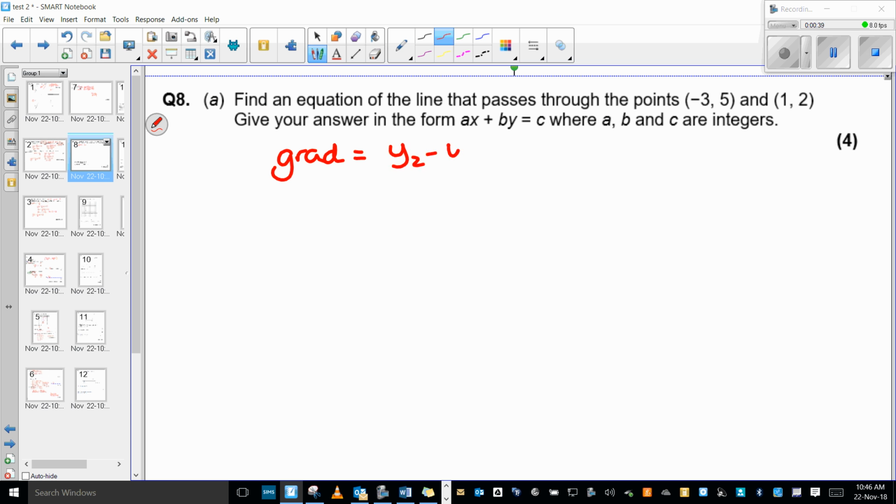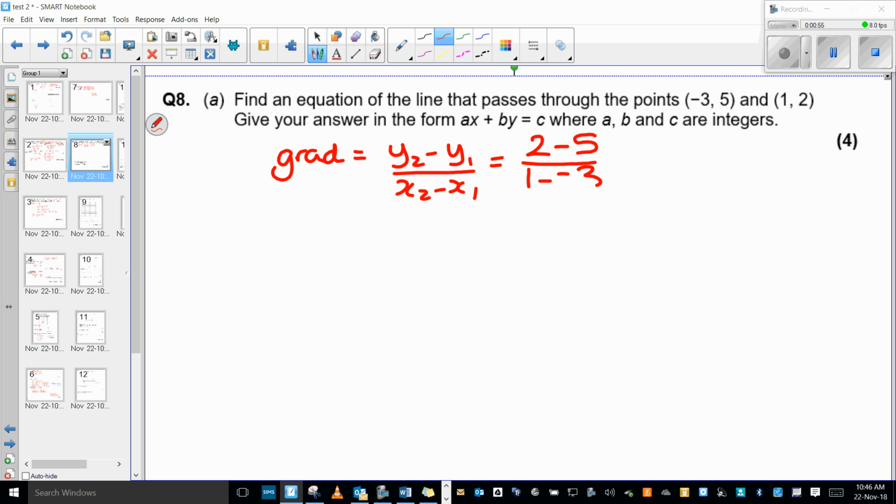y2 minus y1 over x2 minus x1. So remember the change in y over the change in x. Doesn't matter which one's 1 and 2. What numbers am I going to use then? 2 minus 5 and 1 plus 3.